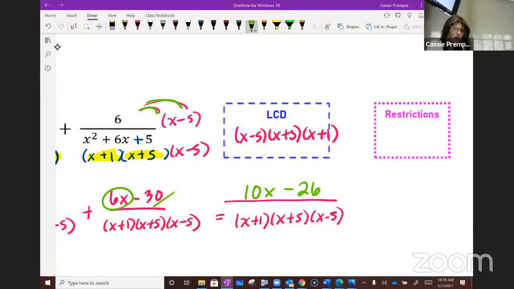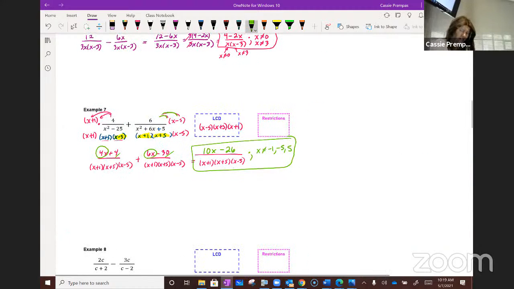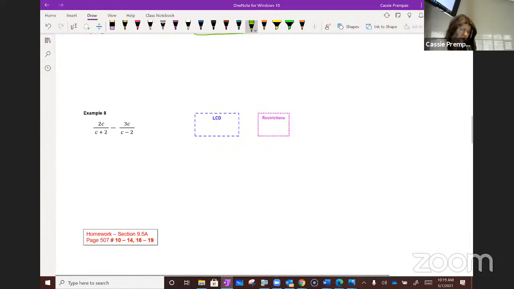But we do need to talk about our restrictions. What would be our restrictions? Negative 1, negative 5. Perfect. Charlie just gave them all. Negative 1, negative 5, and 5, because those would make the denominator equal 0. Awesome. All right. Example 8, the last and final one.